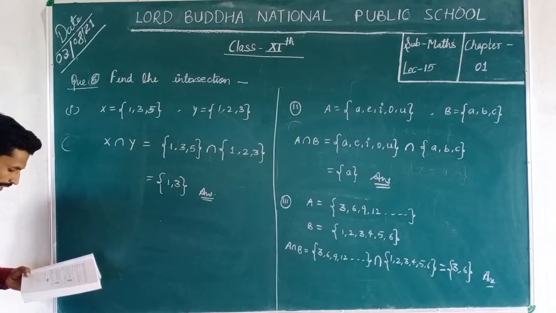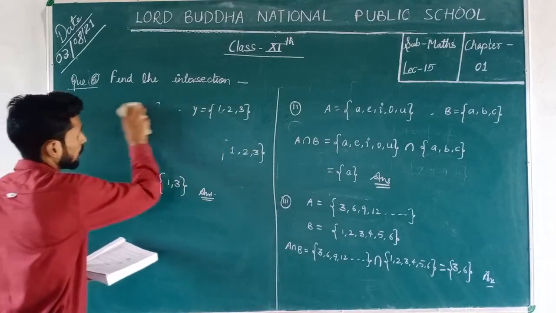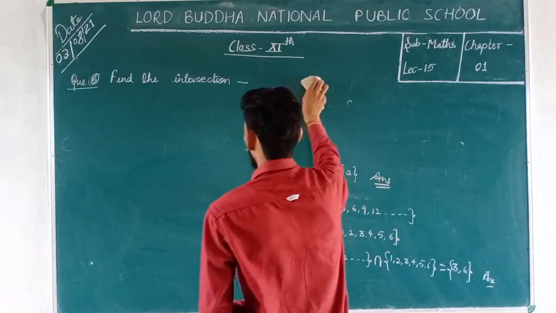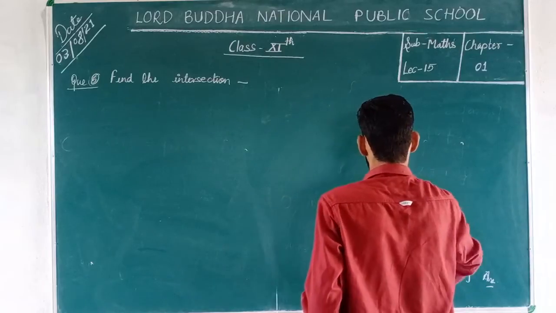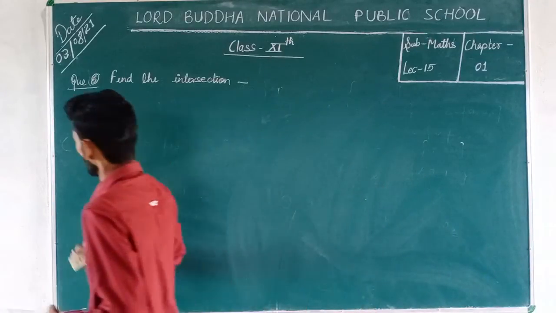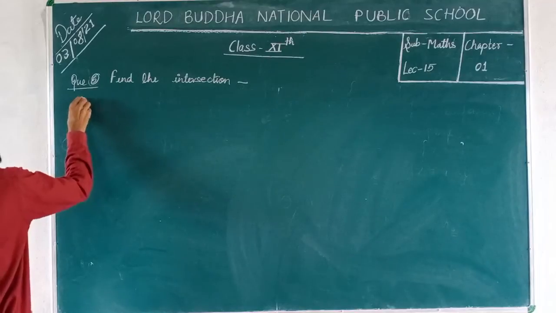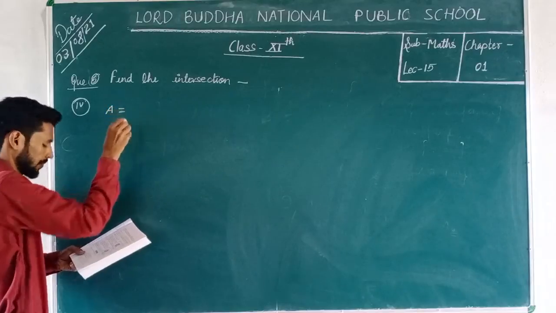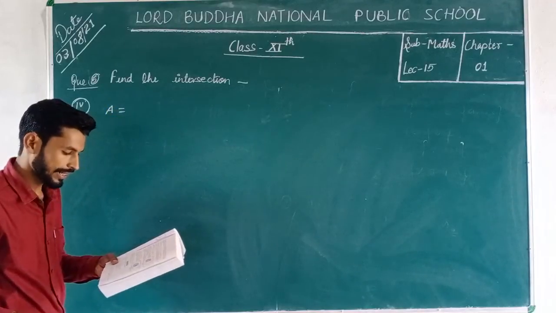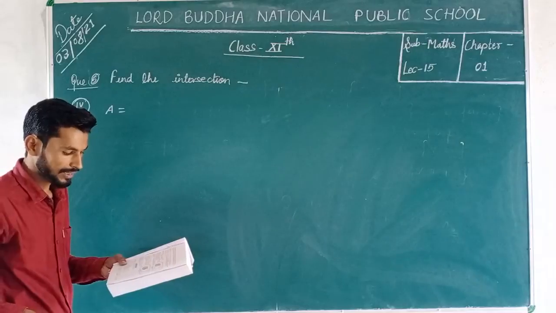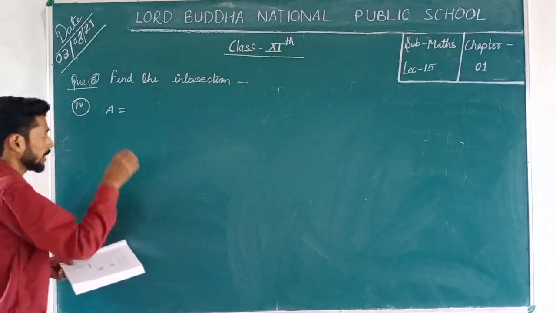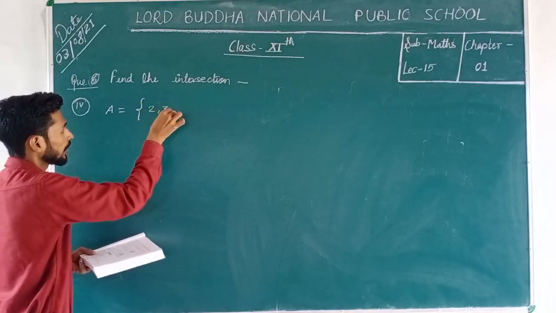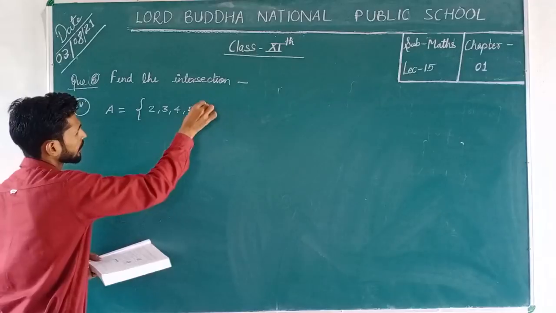Now we can find the solution of part number 4. Part number 4. That is, set A is given: x such that x is a natural number and x is greater than 1 but less than 6. So the elements are 2, 3, 4, 5 and 6.